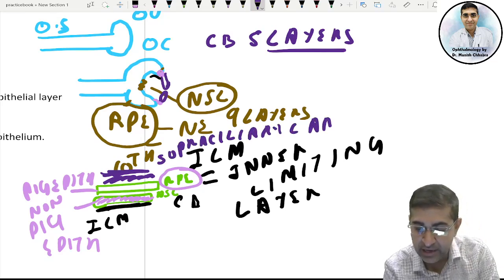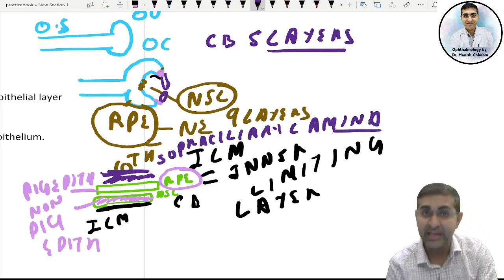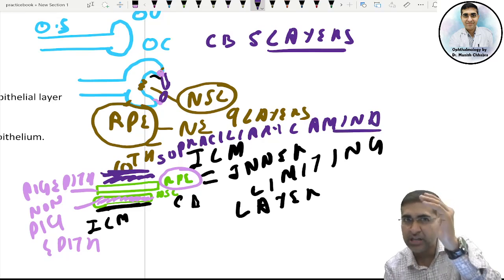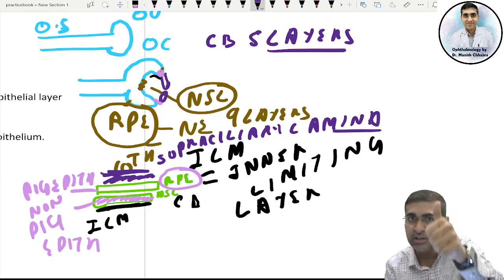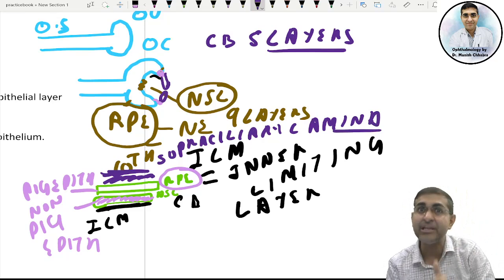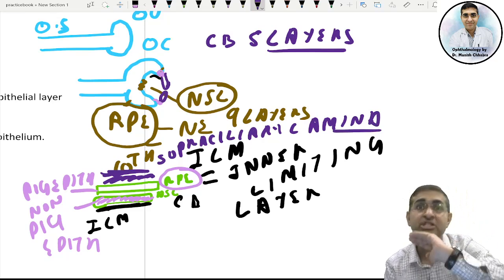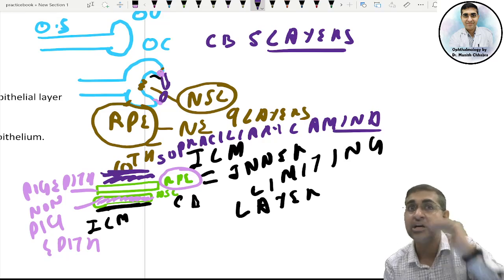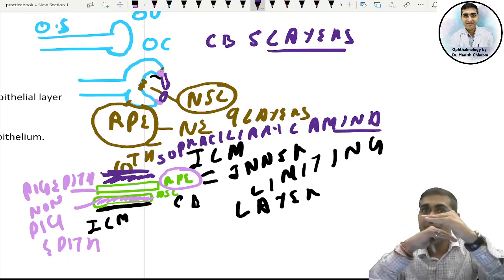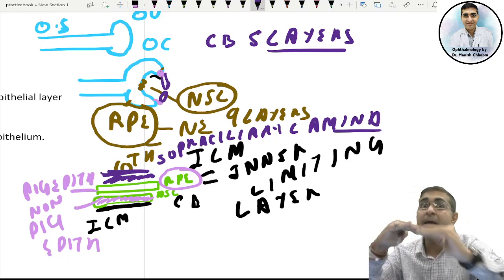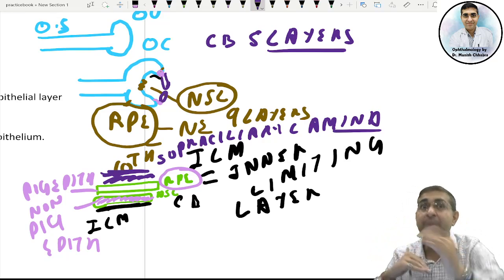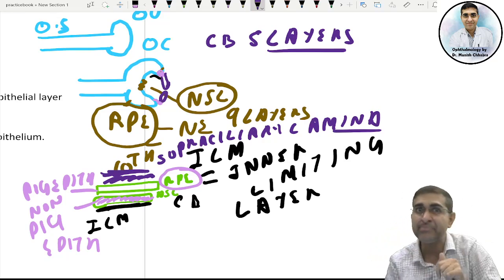Supraciliary lamina. So let's recapitulate the layers of the ciliary body from outside to inside. Outside we have the supraciliary lamina. Supra means above, ciliary means ciliary body, lamina means layer. Then we have the stroma. Then we have the pigmented epithelium, the same extension of the retinal pigment epithelium.